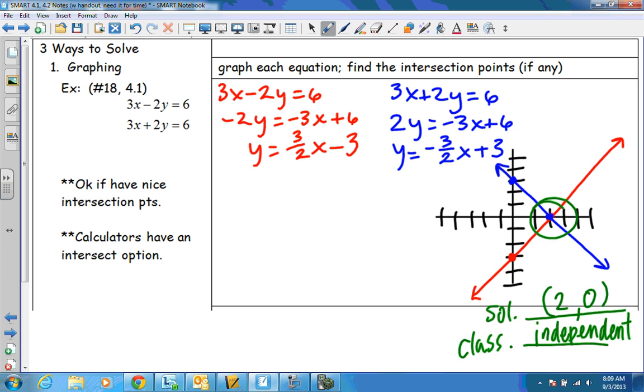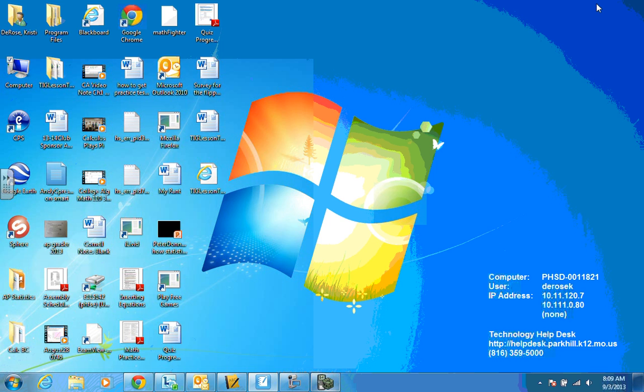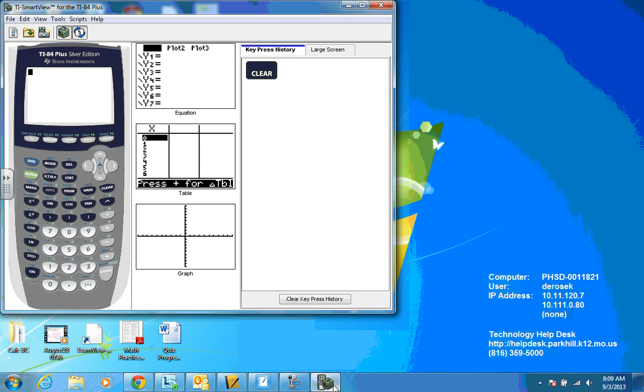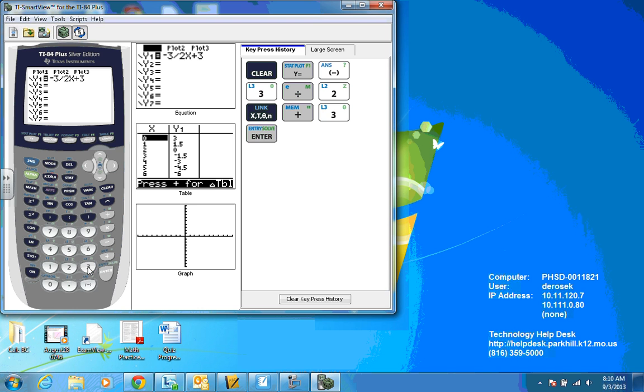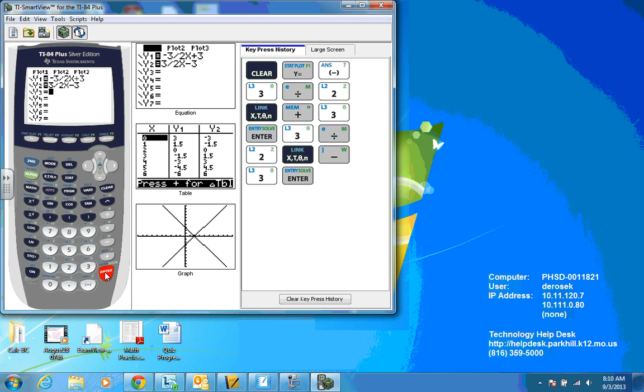Now this one was nice and easy and pretty and on a little intersection point, right? Not always so pretty. So graphing isn't always your best option. So let's look at our graphing calculators. And let's go to our y equals. And go ahead and put those in. Negative 3 halves x plus 3, right? And 3 halves x minus 3.